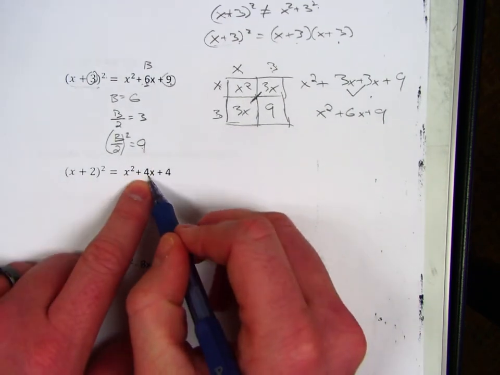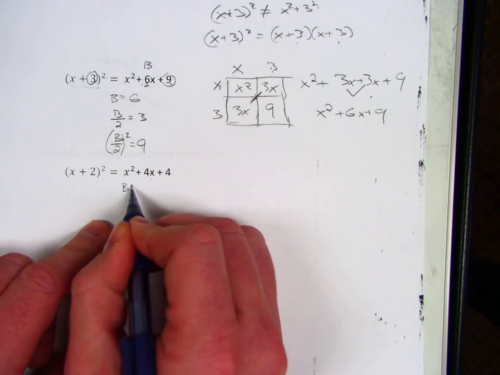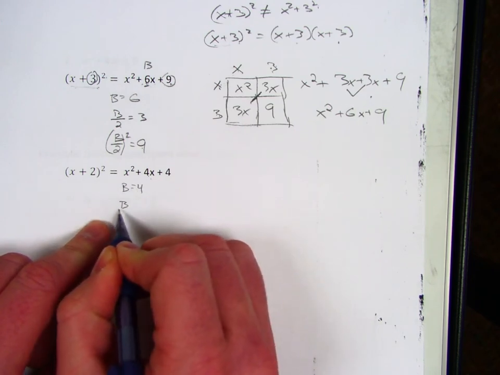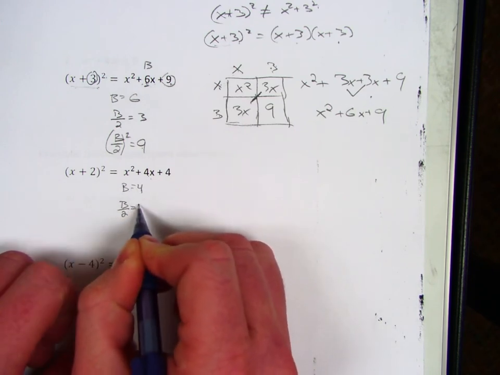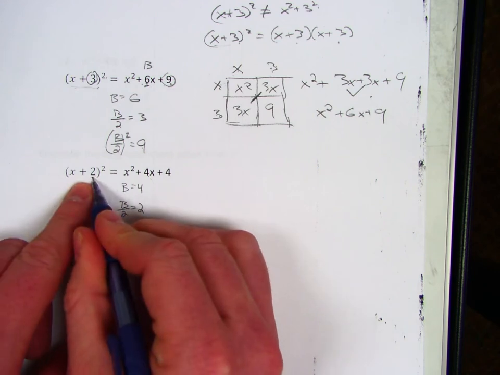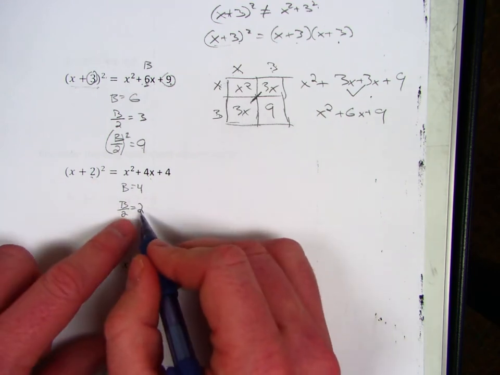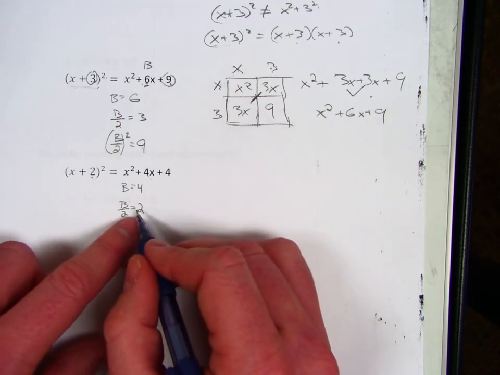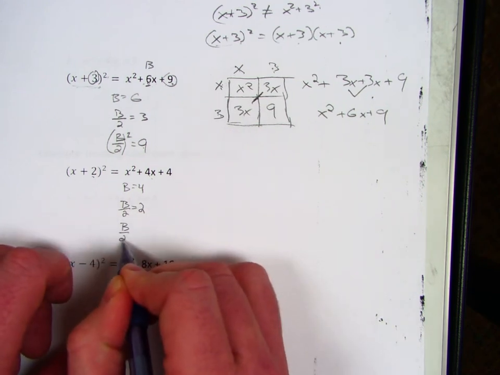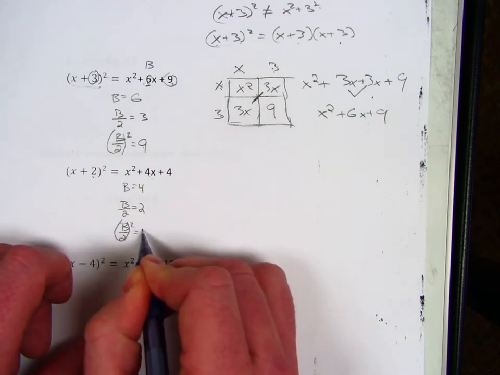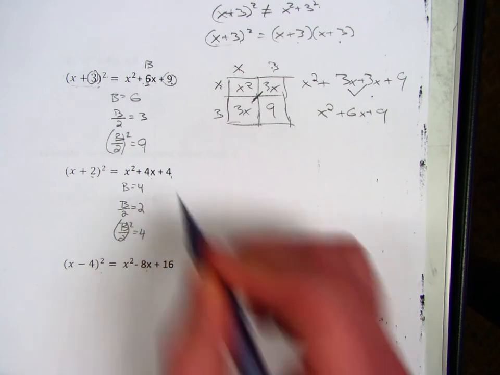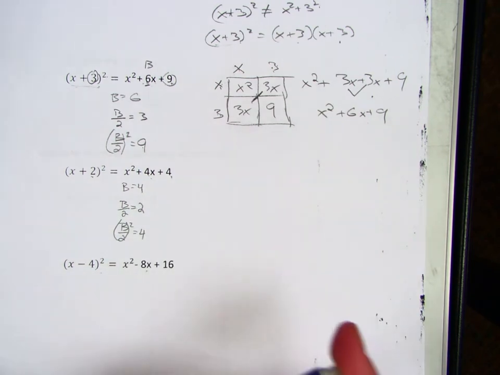If I take my b value, so b is 4, if I do b divided by 2, 4 divided by 2 gives me a 2, which by the way is this number right here. And then if I take that and square it, take half of my b value and square it, I'm going to get 4, which is my c value. That's true right there. Okay?